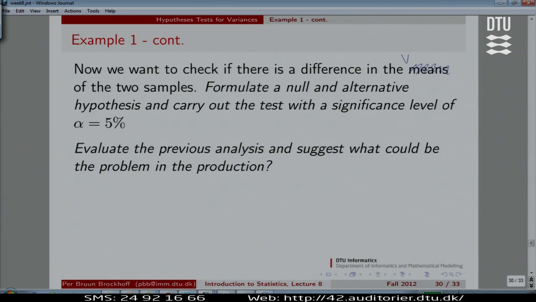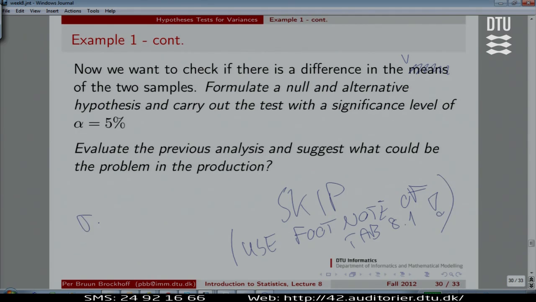Then, as I planned, I will skip the comparison of the means. Actually, you would have to use the footnote of table 8.1. Why would I have to use this? Because I have proven that the two variances are not the same, right? So the two variances are not the same.